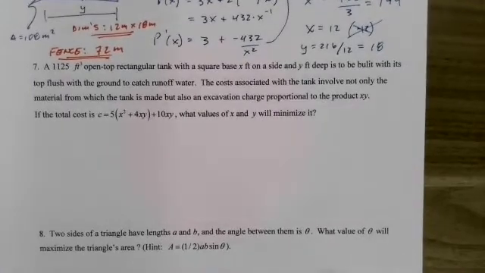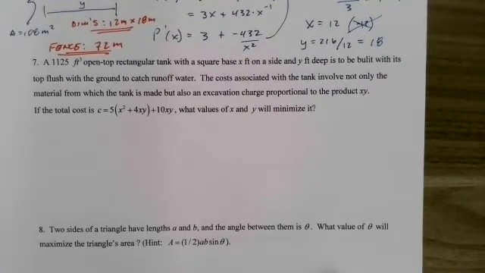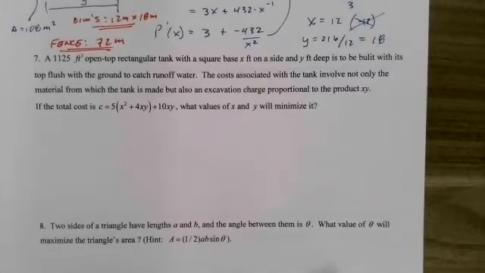Open rectangular top retaining tank with square base. 1 feet deep is built in, top flush with the ground and catch runoff water. Consider the tank involved not only the material, but also an excavation charge. Total cost is what value is x, y, z. Minimize it.